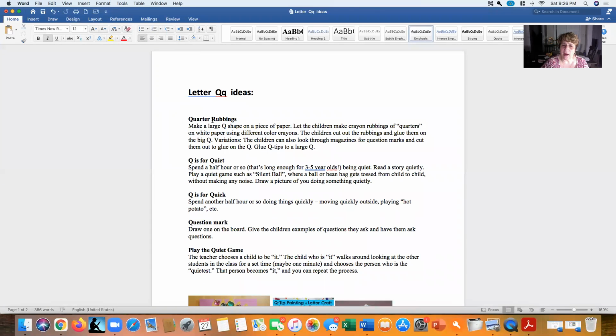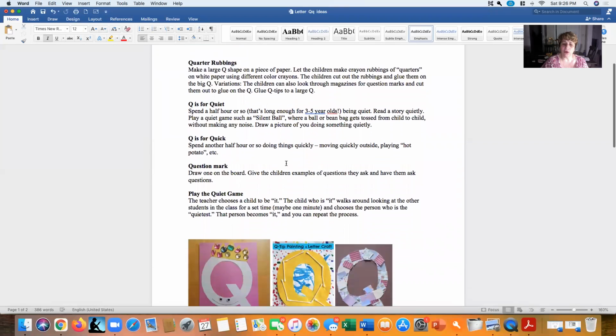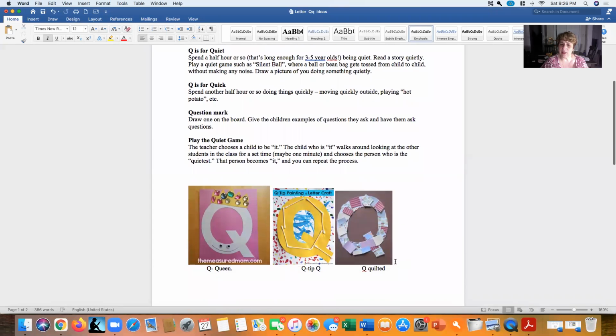You could make a quarter rubbing. When you use a quarter, put it underneath a piece of paper and color over it with crayon. You could make some nice pictures. You could use Q-tips to go around and make the letter Q. You could do some pictures like this to make a queen or a Q-tip painting, or maybe cover your capital Q with little patches of paper to make a quilt.